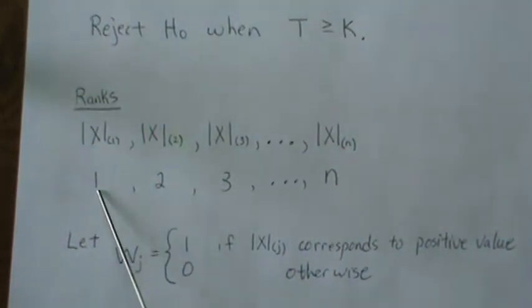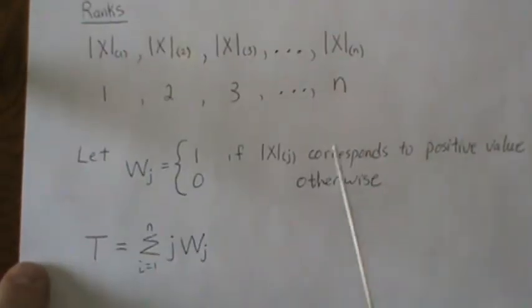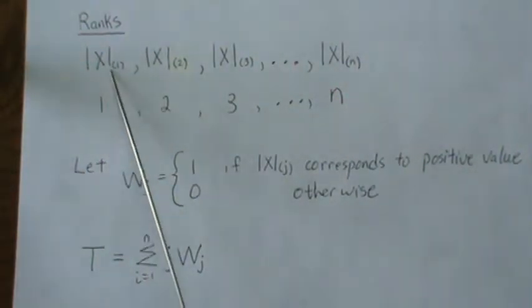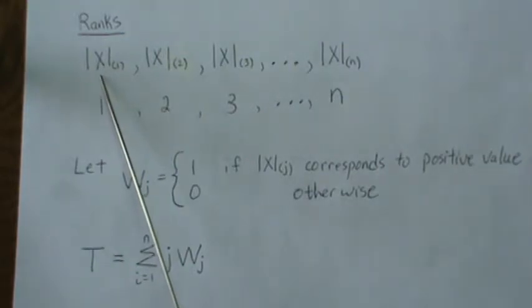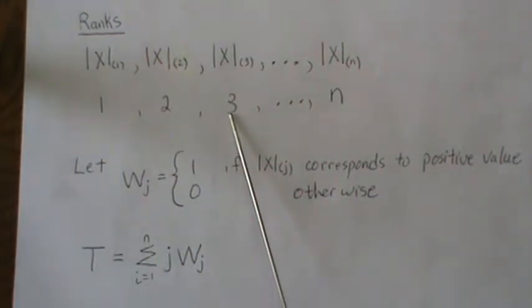And remember, we're trying to add these ranks up. So the test statistic becomes this. It's the sum of j times Wj. So when j is 1, this is 1. Then it looks to say, hey, was this a positive or negative? If it was positive, well, we want that rank. That's what it says.